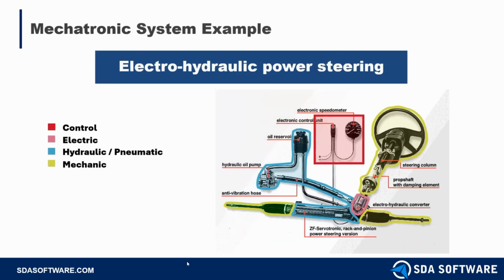So here is an example of a mechatronic system. This is an electro-hydraulic power steering system. Now, if we take a closer look, we can see that it is comprised of different basic systems, and the basic systems are listed on the left-hand side, and they're highlighted on the right-hand side. We can see that the control components are in red, the electrical components are in pink, and hydraulic and pneumatic components are in blue. And then finally, the mechanical components are in lime green. And all these basic systems have to work together to make up the power steering system.